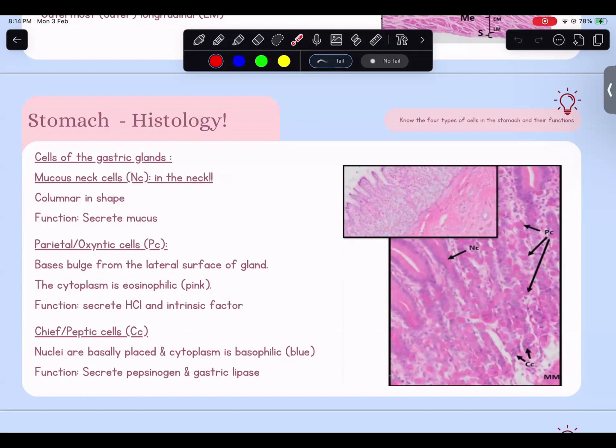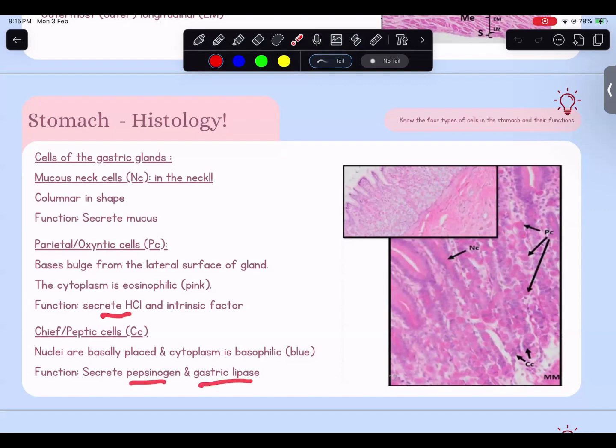The parietal or oxyntic cells are going to be these bulges that you're going to see. They secrete HCl, which is the major acid produced in the stomach, and the intrinsic factor. So hydrochloric acid as well as the intrinsic factor. You have the chief or peptic cells, and they're usually basally placed. They're at the basal layer, and they secrete pepsinogen as well as gastric lipase.